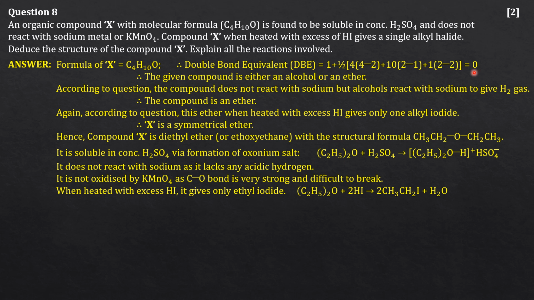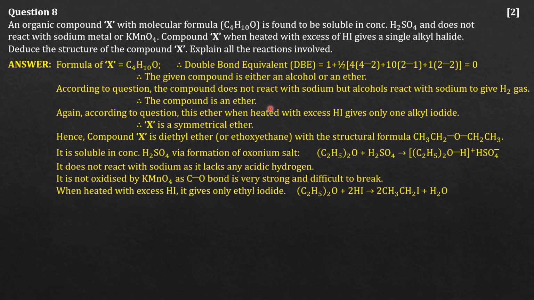Since it is 0, that means there is no pi bond, there cannot be any ring. So this is an acyclic compound, non-cyclic compound, and there is no pi bond. Now in the formula you see only one oxygen is there. So only two options left. It can be either alcohol or an ether.